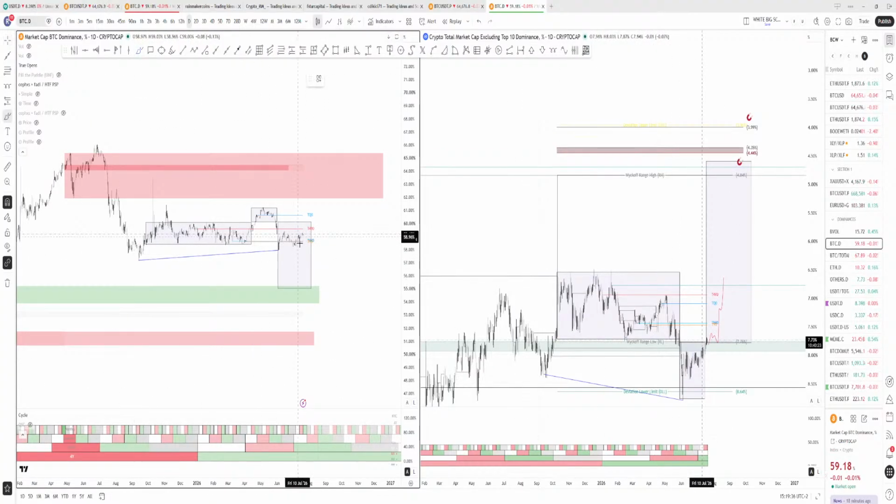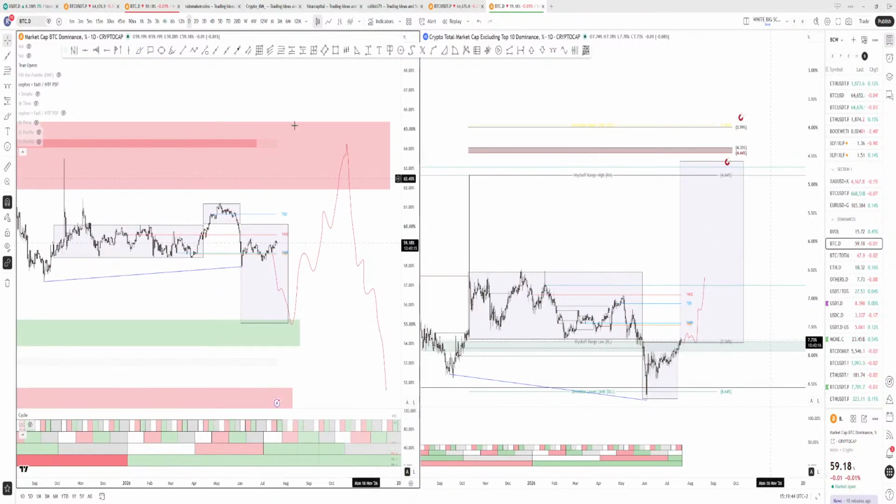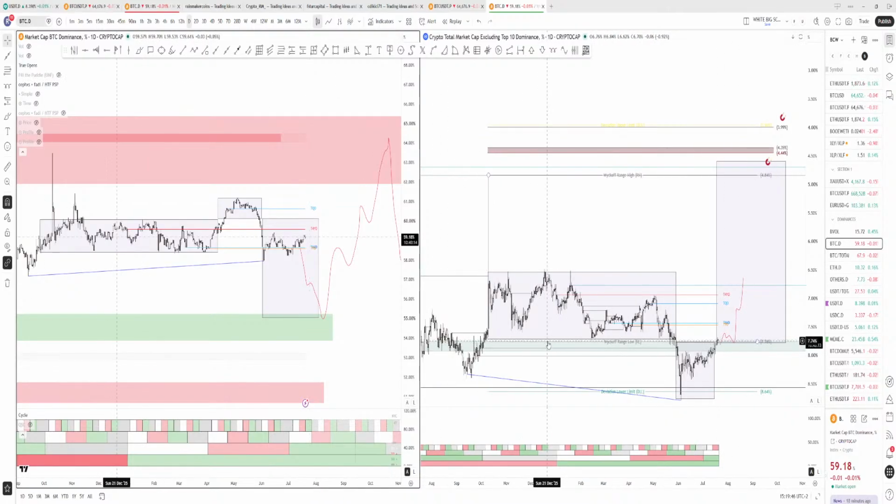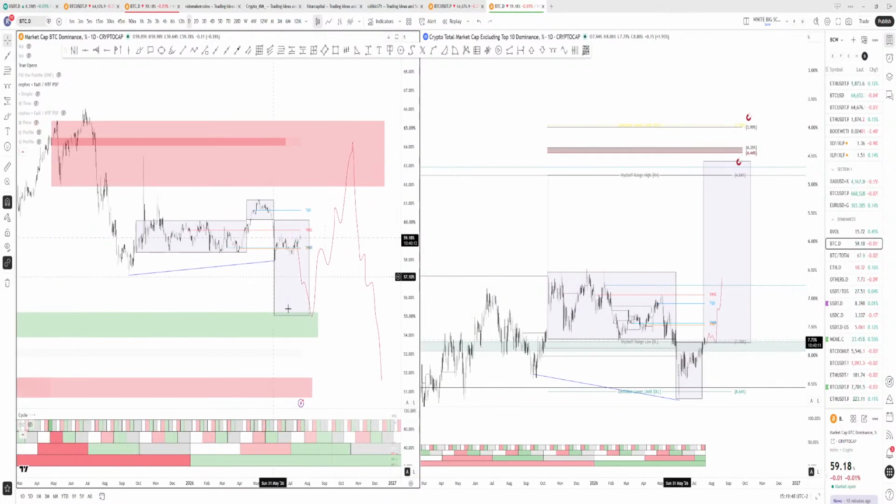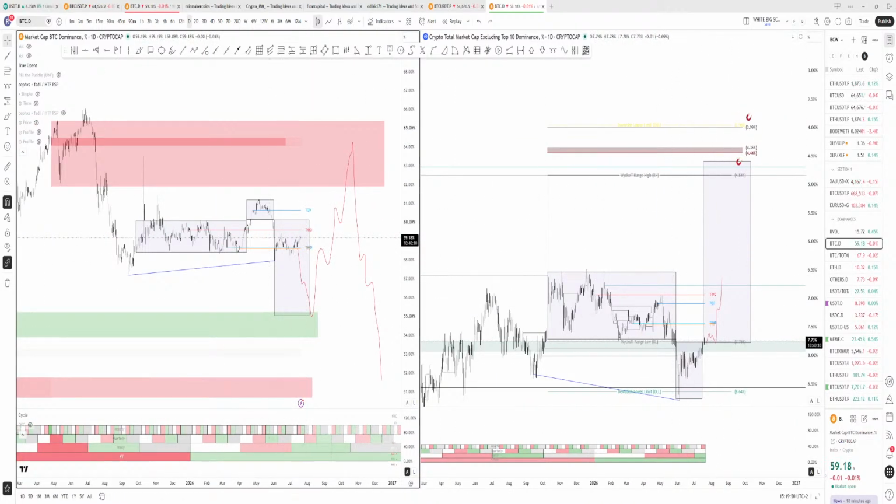Maybe we get something like this, then we come back higher, and then we drop over. This is like a very possible scenario. Which I would say copies exactly this, if I'm not wrong.